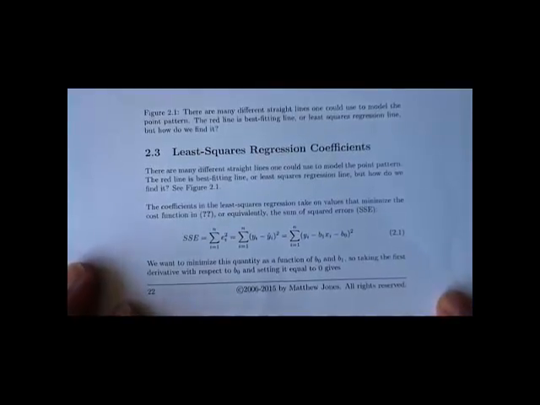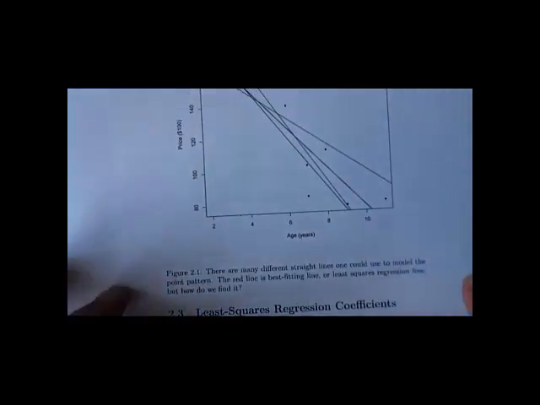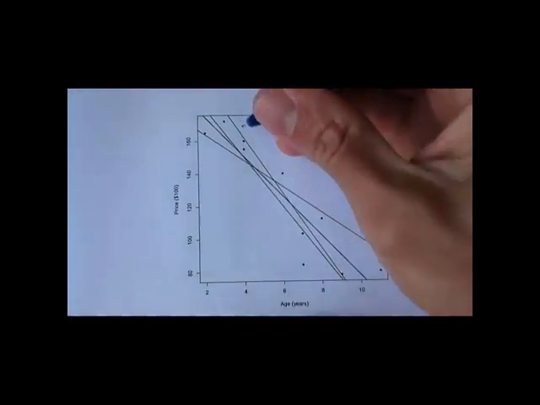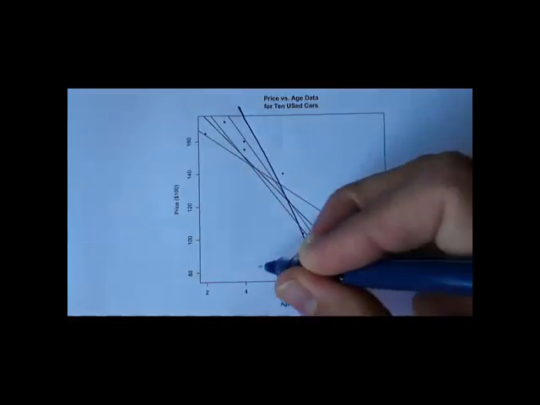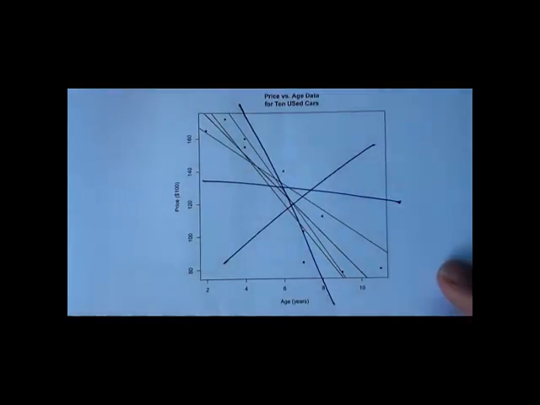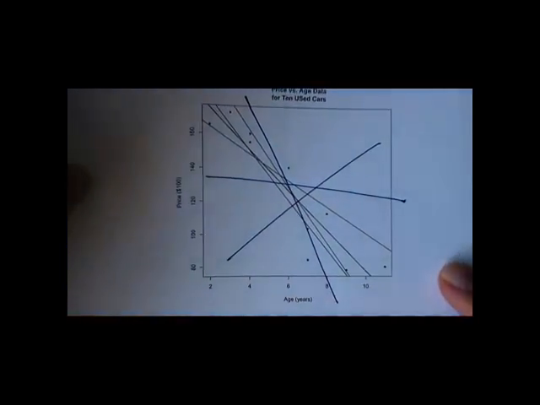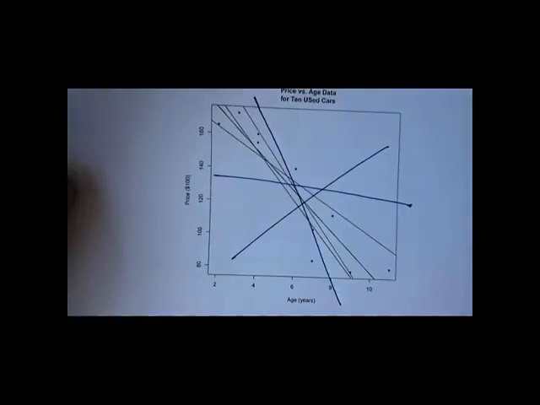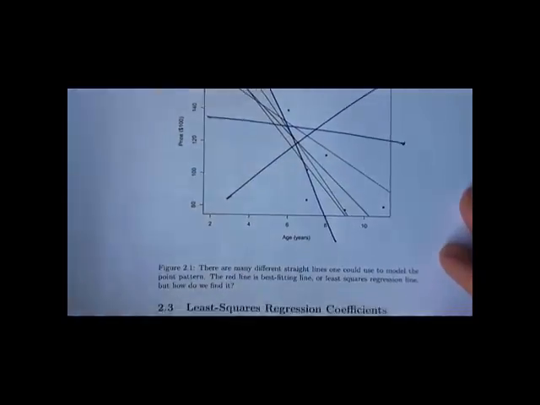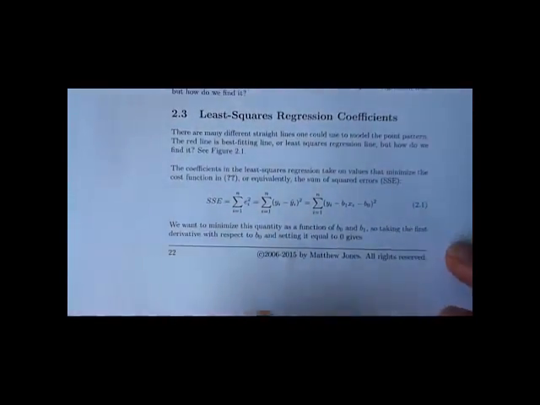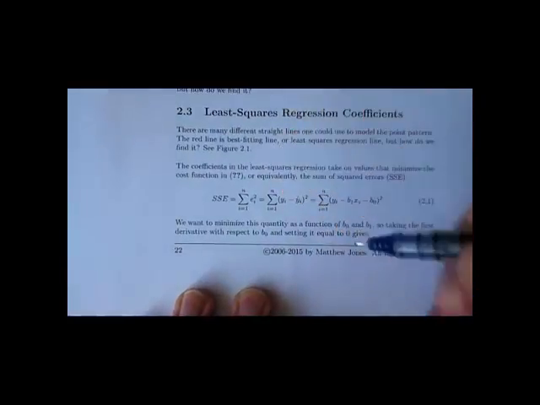Least squares regression coefficients. So how do you find the best fitting line? There are an uncountably infinite number of straight lines that I could draw through this data set. Which one is the very best one? First of all, note that to describe a straight line, all you need are a slope and a y-intercept. So you need to find the slope and the y-intercept of the line that best fits the data point pattern. One way to do it is with this so-called sum of squared errors.